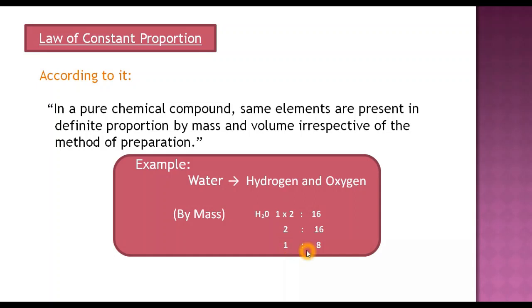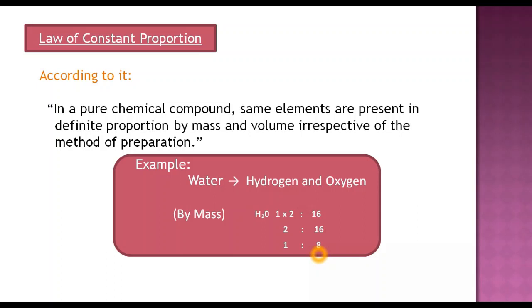It means whatever be the source, if you take pure water from different sources, suppose you take it from a river, from the sea or a well, always the same masses of hydrogen and oxygen are combined to form water. That proves the law of constant proportion. This shows that water always consists of the same two elements, hydrogen and oxygen, and these two elements always combine together in the same constant proportion, that is 1:8, okay?